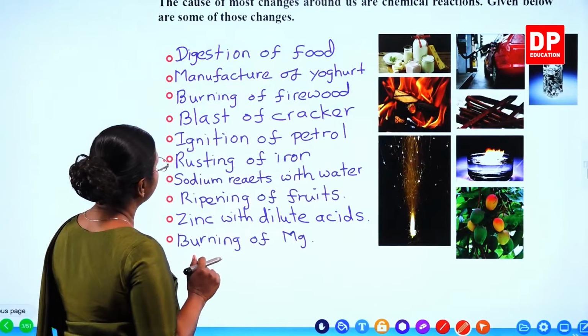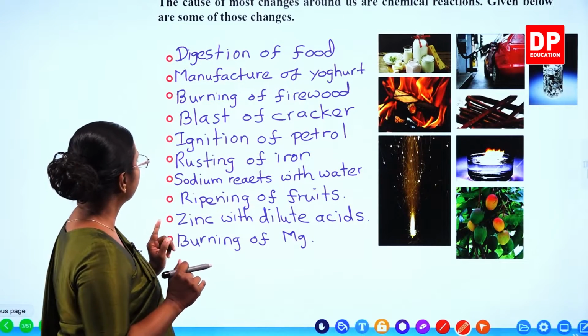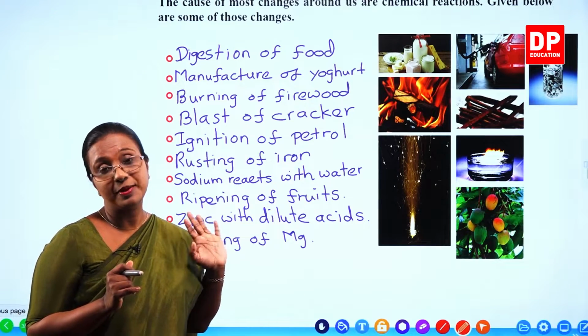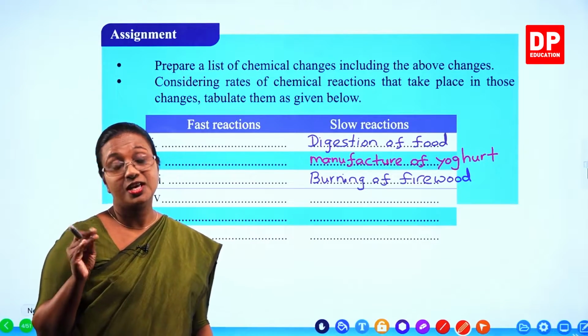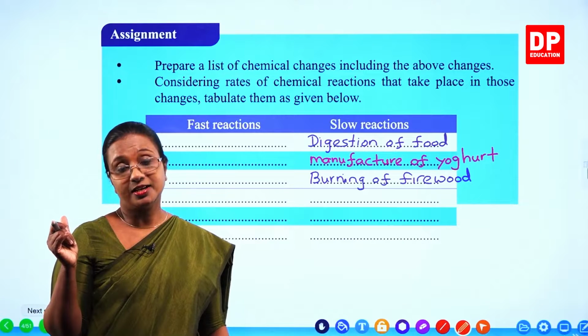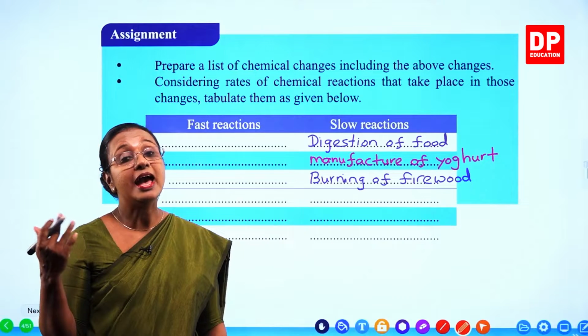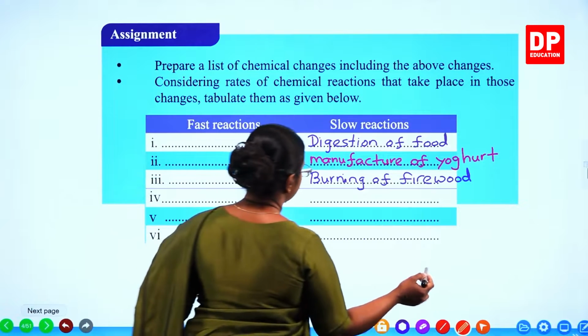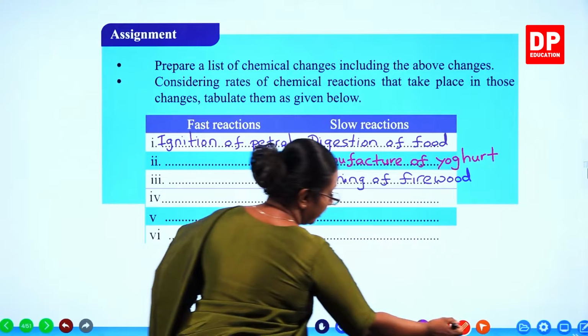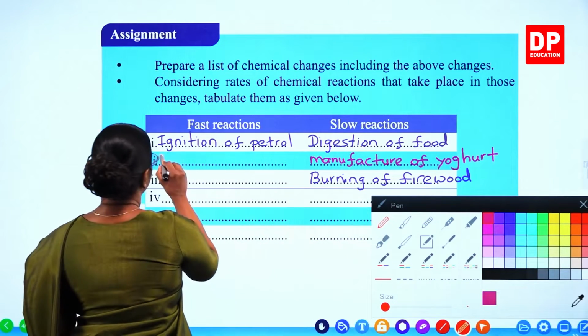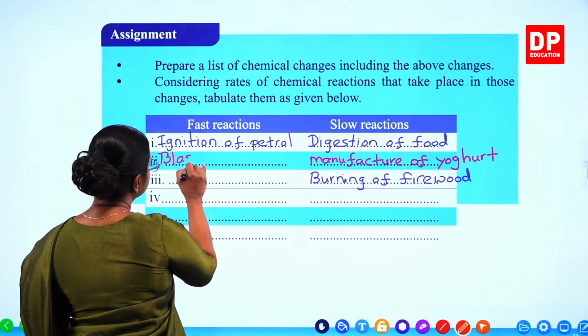Then what are the other reactions? We saw the blast of cracker and ignition of petrol. Of course you are very sure they are fast reactions. Within seconds, ignition of petrol and blast of cracker. So, here ignition of petrol. Then there is the blast of cracker.